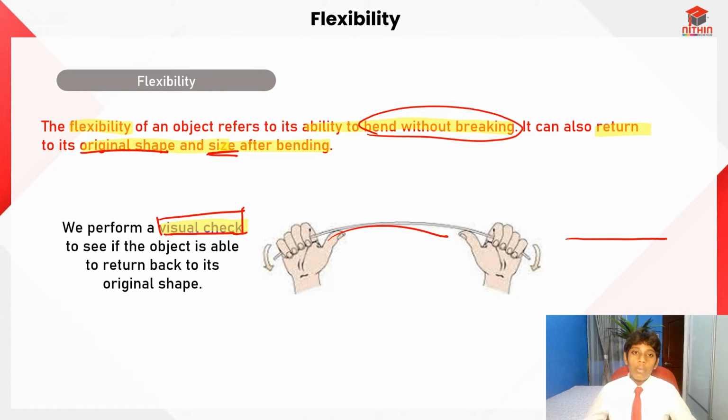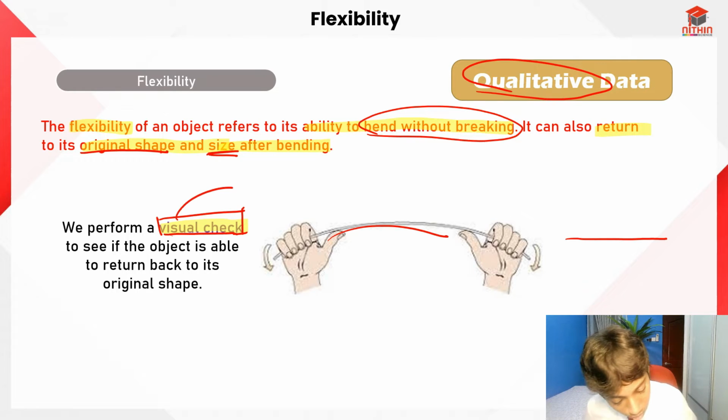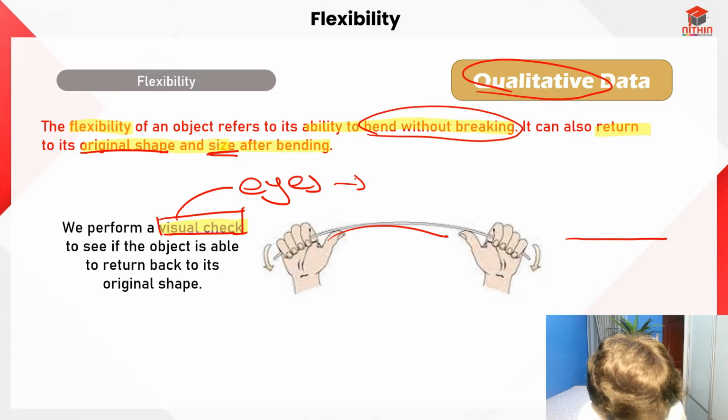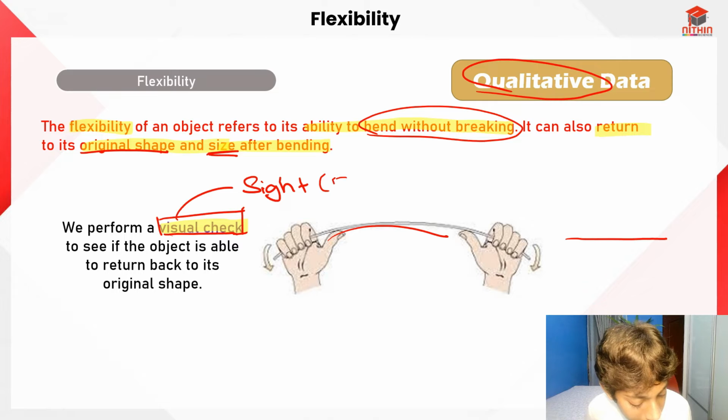What does this mean? We are collecting a different type of data, not quantitative data. We are collecting qualitative data, because we are performing a visual check, meaning that we are using our eyes to see. So this falls under the category of sight, one of the 5 senses. Let me just write down the 5 senses.